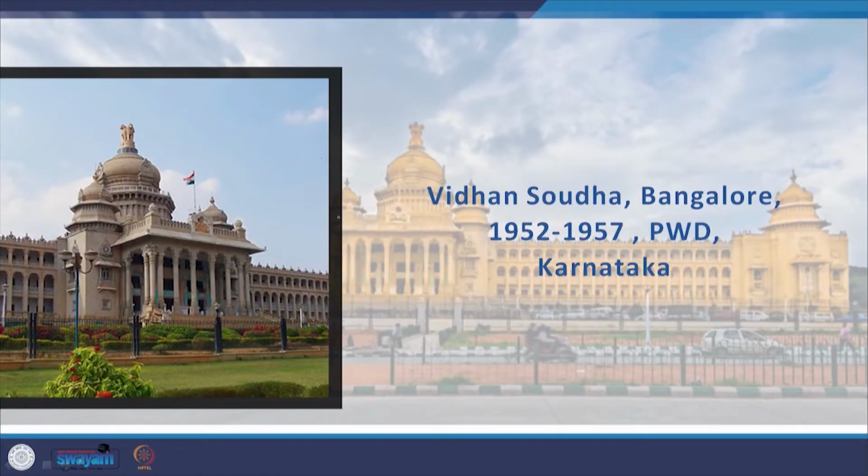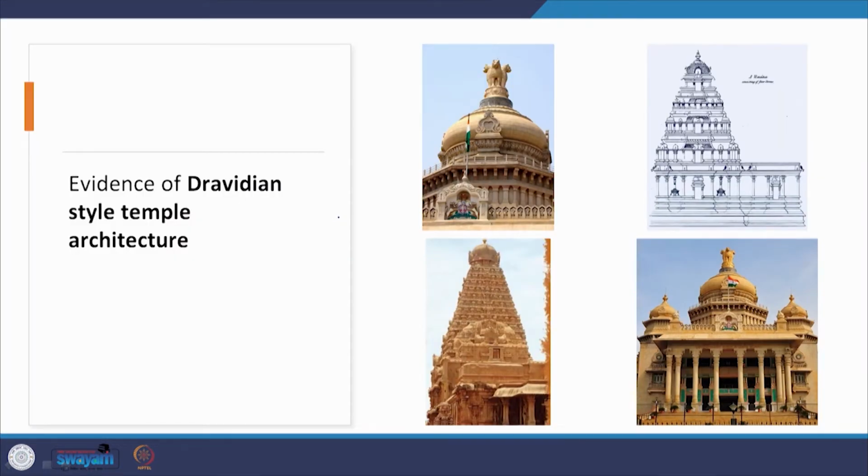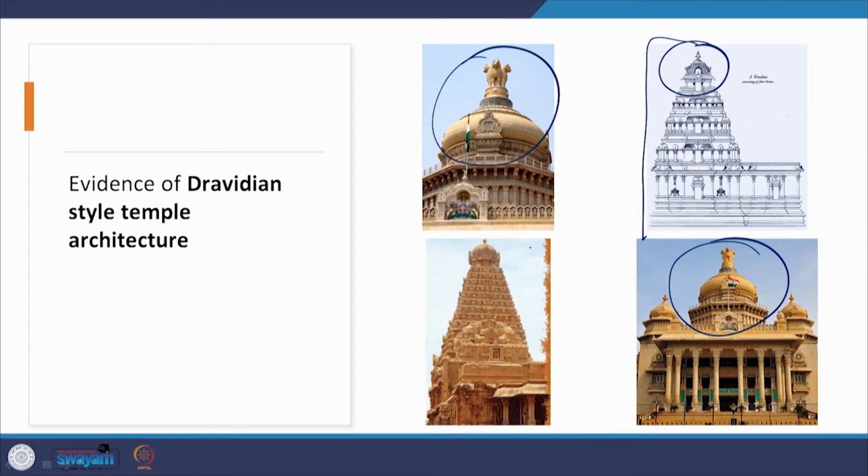Then we come to a very strong example of revivalism in India, the Vidhan Soudha in Bangalore from 1952 to 57. It was designed or executed by the PWD in Karnataka, and it is evidence of Dravidian temple style architecture very clearly. So, if you look at the Vimana of the Dravidian style temple, and then you look at the Shikhara of the Vimana, you find that the top of the Vidhan Soudha, the dome at the entrance or porch of the Vidhan Soudha, is a direct derivation of the Shikhara of the Vimana that you see here.